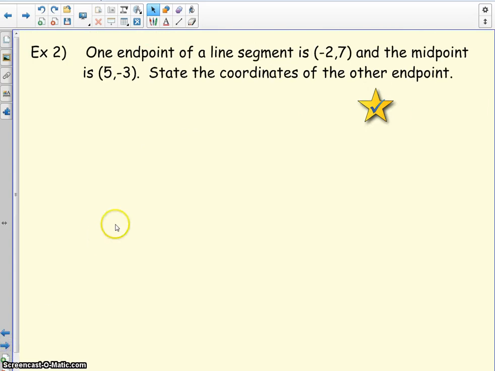Okay, let's keep going. Here I'm telling you one endpoint of a line segment is (-2, 7) and the midpoint is (5, -3). Now I want to find the coordinates of the other endpoint.